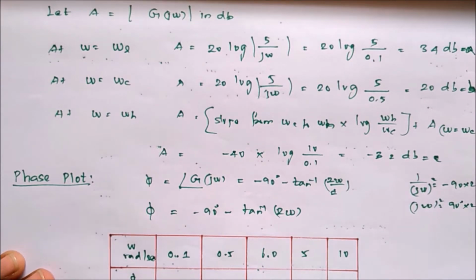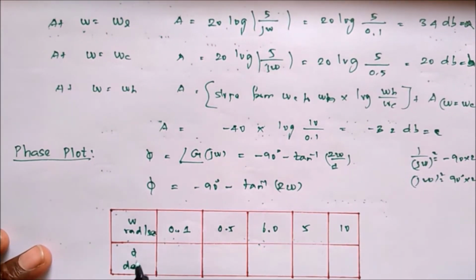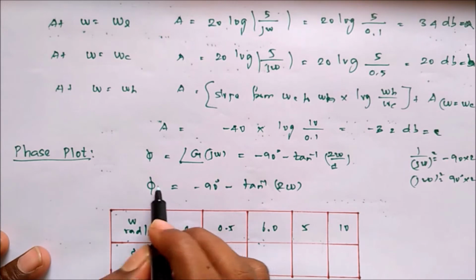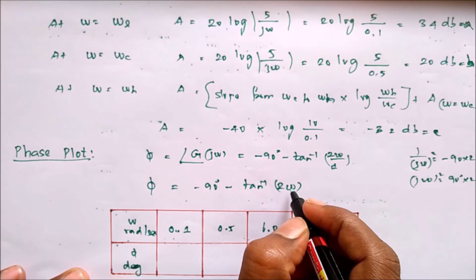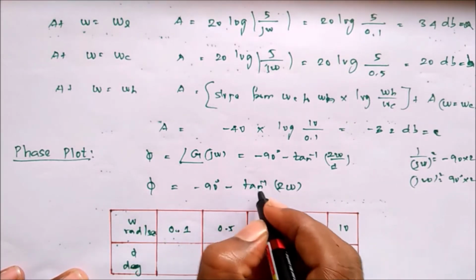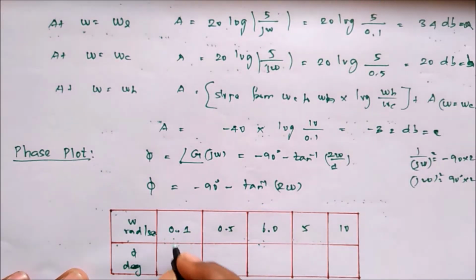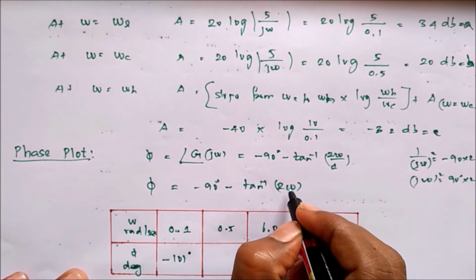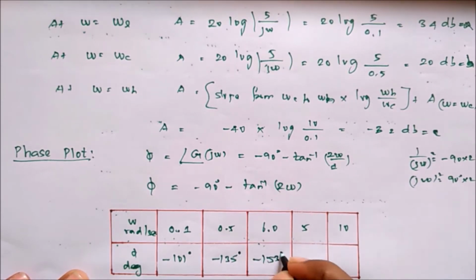It means for various values of omega we have to calculate the angle phi. From this equation we substitute omega equal to 0.1. We get phi as minus 90 minus some value, and if we subtract, for omega equal to 0.1 we get the angle minus 101 degree. Similarly, we substitute omega equal to 0.5, and we get minus 135 degree. Similarly, for omega equal to 6, we get minus 153 degree.